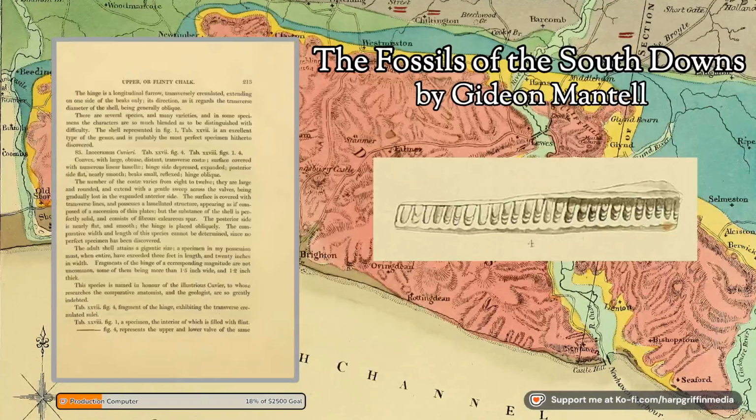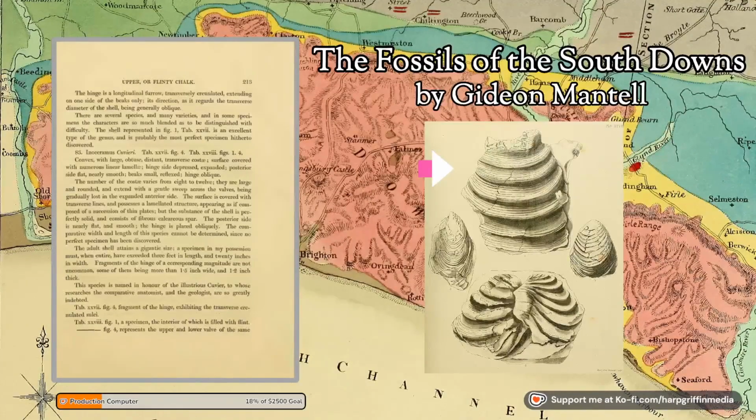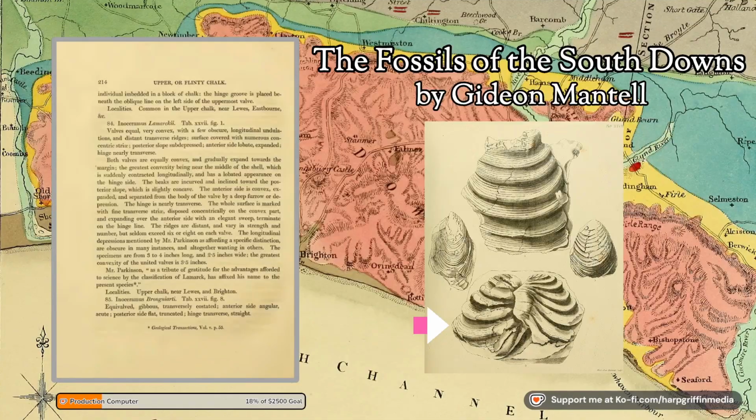This species is named in honor of the illustrious Cuvier, to whose researches the comparative anatomist and the geologist are so greatly indebted. Tablet 27, Figure 4, fragment of the hinge, exhibiting the transverse crenulated sulci. Tablet 28, Figure 1, a specimen the interior of which is filled with flint. Tablet 28, Figure 4, represents the upper and lower valve of the same individual embedded in a block of chalk. The hinge groove is placed beneath the oblique line on the left side of the uppermost valve. Localities: common in the upper chalk, near Lewes, Eastbourne, etc.